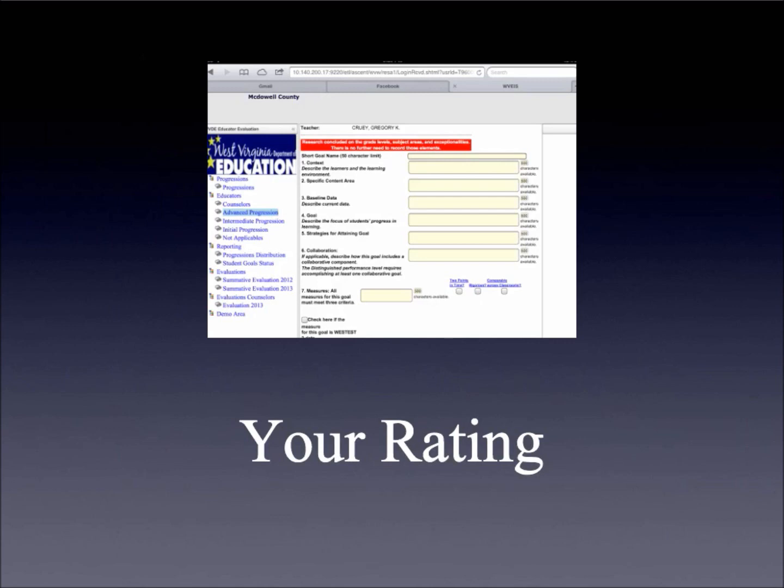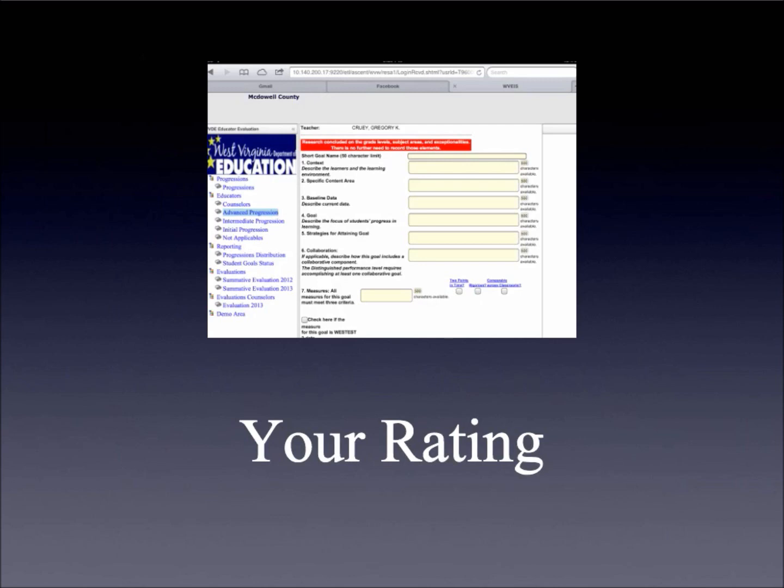At the end of the year, when you meet with your evaluator, you're going to get a rating on each of your two student learning goals. If you make no progress towards your goal, you're going to get a rating of unsatisfactory. If you make progress towards your goal, but that progress is not consistent, you're going to receive a rating of emerging. If you make consistent progress towards your goal, even if you don't achieve your goal, you should receive a rating of accomplished on the goal.